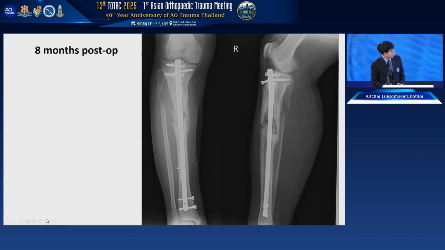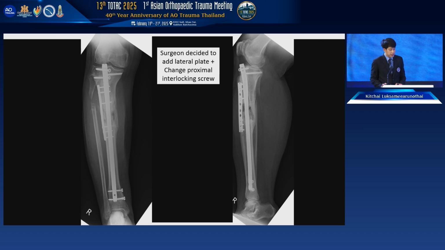But this is 8 months post-op. What you see is failure of the implant: the proximal screw is broken and the fracture turned into non-union. The story does not end. The surgeon decided he didn't want to change the nail. He decided to add another lateral plate on the shaft and change the proximal locking screw. But you can see the nail is still prominent because of subsidence of the fracture.